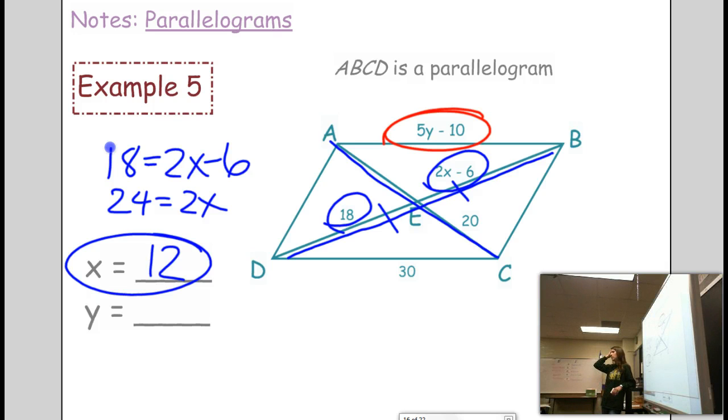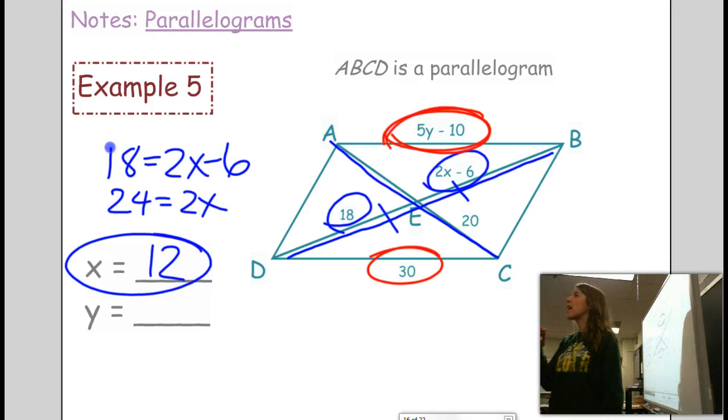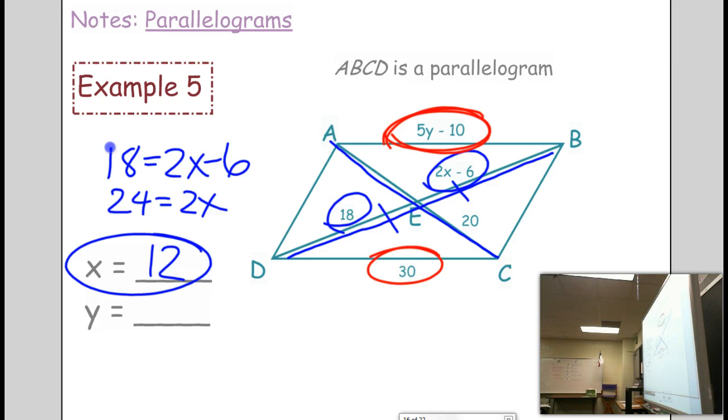Torin? 30 equals... What property are you using? The opposite side. Yeah! Opposite sides are congruent. If the opposite sides are congruent, congruent means equal. You are allowed to interchange those. So 5y minus 10 equals 30. Do it. Set it equal. Ashley, what do you get?